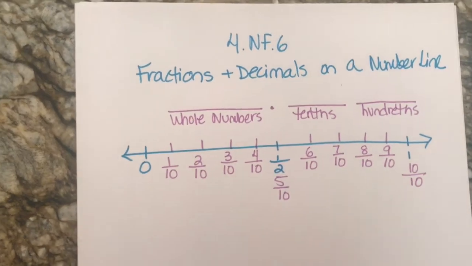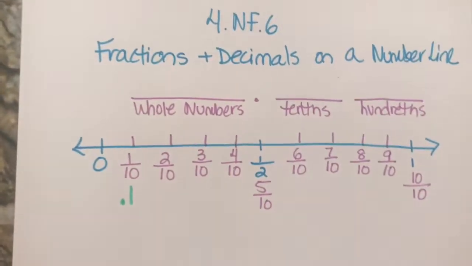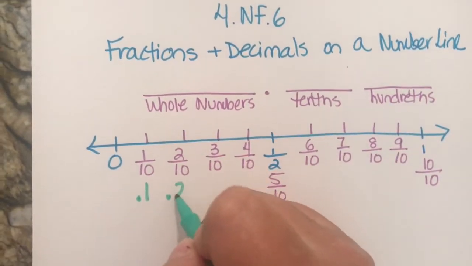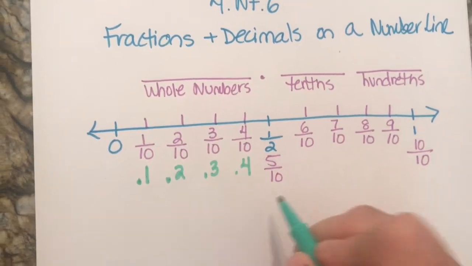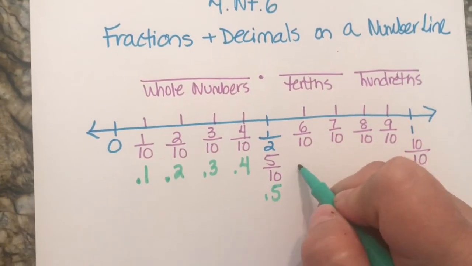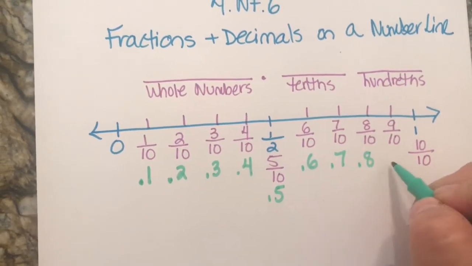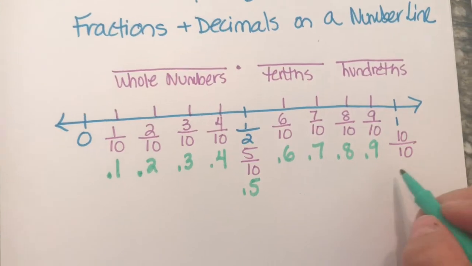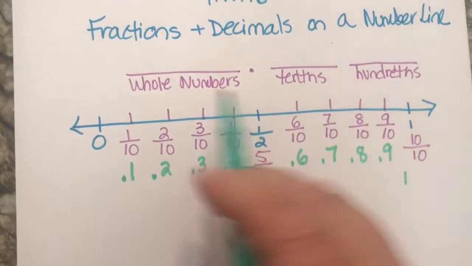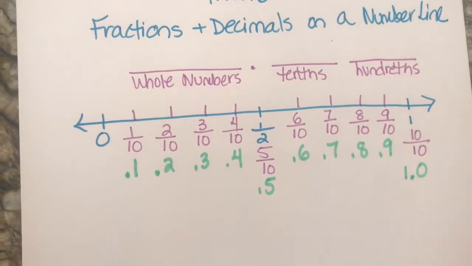So I'm just going to add in, and you already know that 1/10 is the same thing as that in decimal form. 2 tenths, 3 tenths, 4 tenths, 5 tenths, 6 tenths, 7 tenths, 8 tenths, 9 tenths, and then this is going to be equal to a whole, which means my 1 needs to go in the whole number place value, decimal 0.